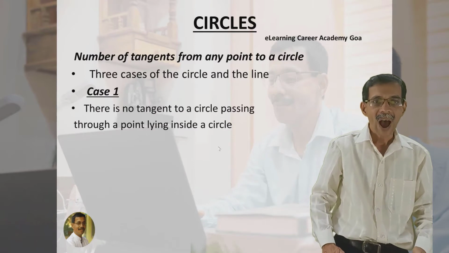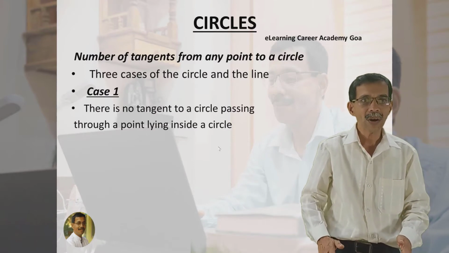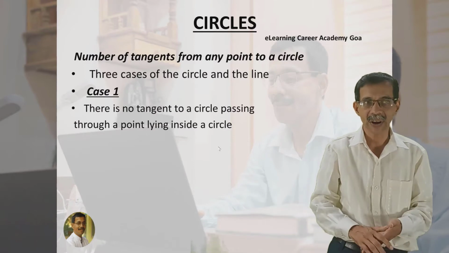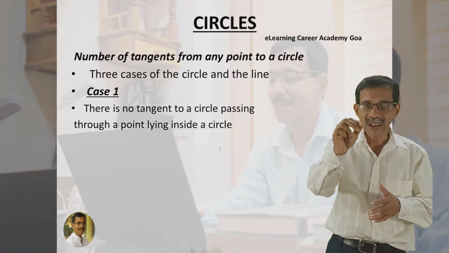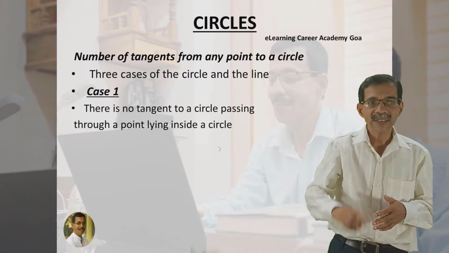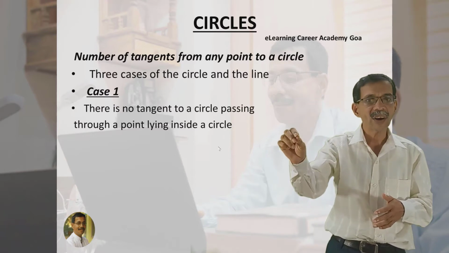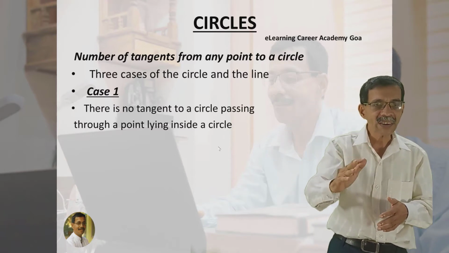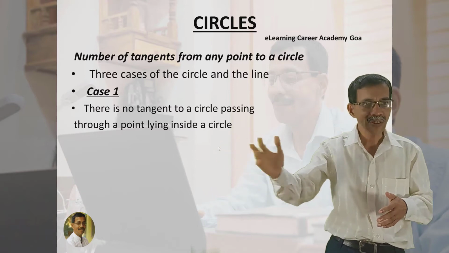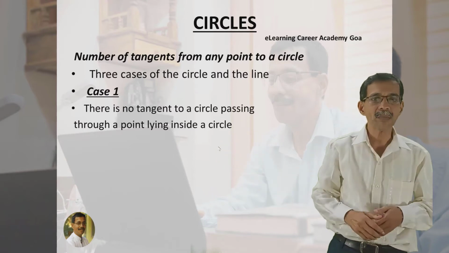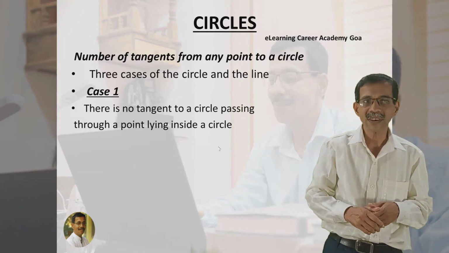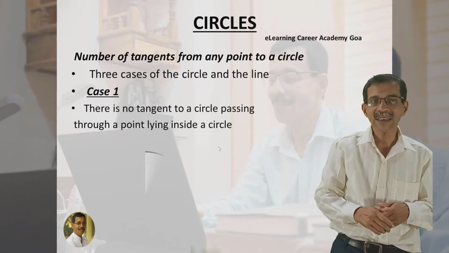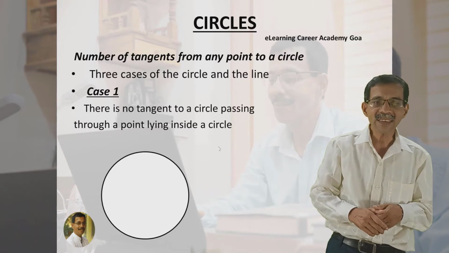Now we will see how many tangents are possible from any point to a circle, and we will see three cases. The first case, when the point is inside the circle. Second case, when the point is on the circle, and third case, when the point is outside the circle. This is case number 1, where there is no tangent to a circle passing through a point lying inside the circle.